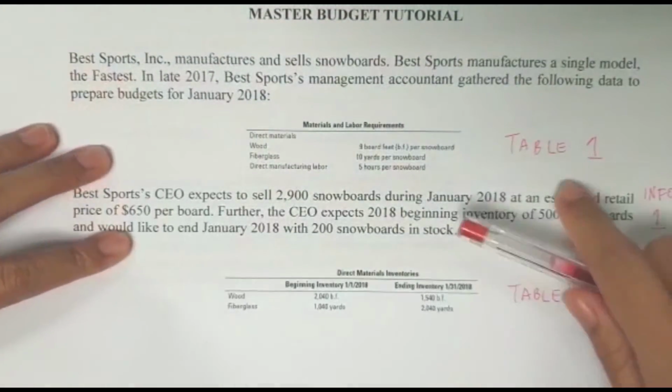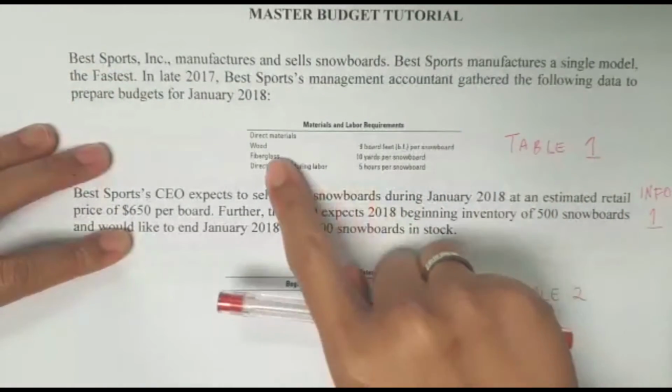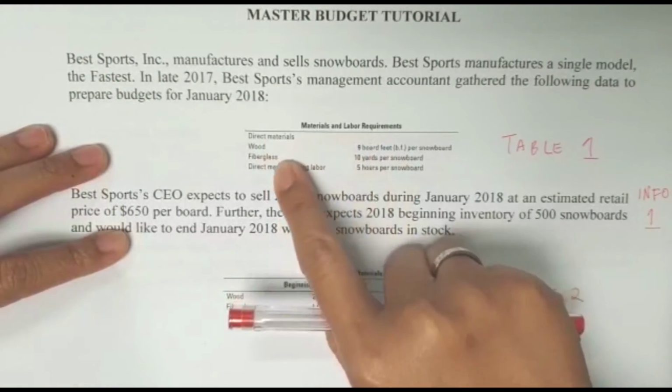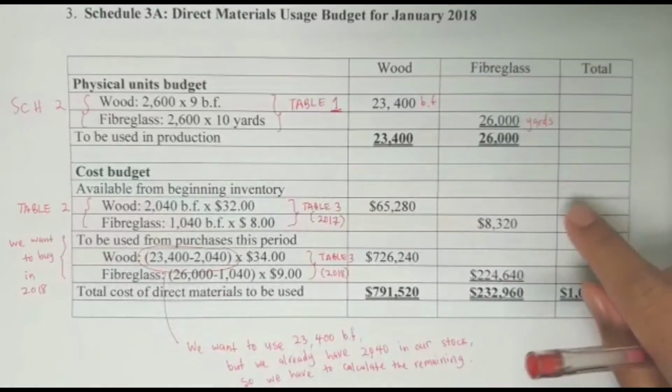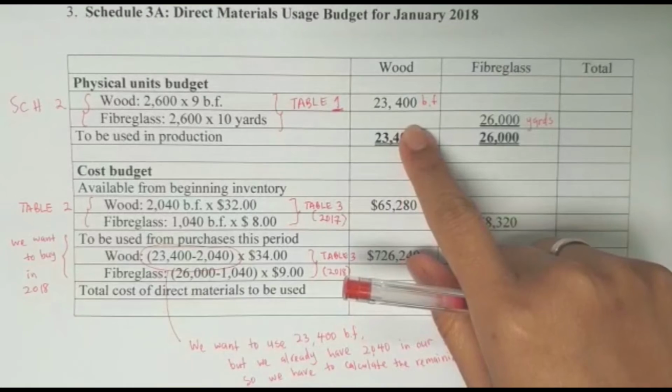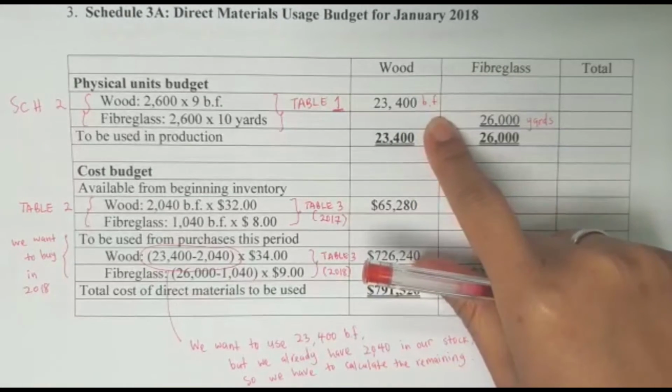As you can see here in Table 1, for wood, materials and labor, they need 9 board feet, and fiberglass is 10 yards per snowboard. So the information here is in the form of board feet and yards.